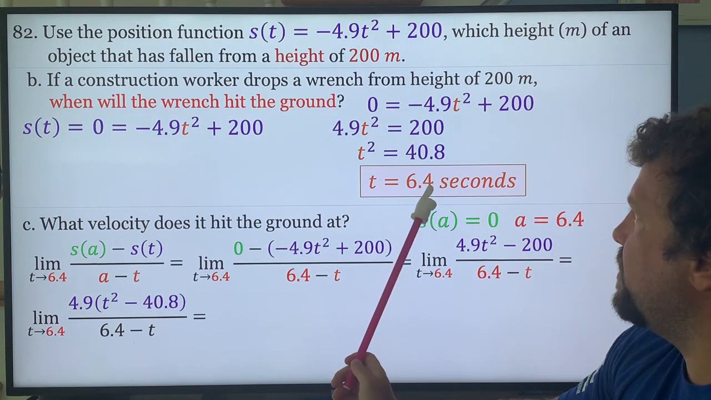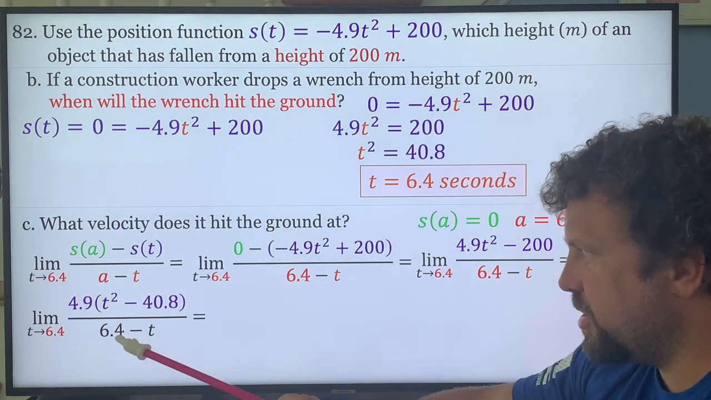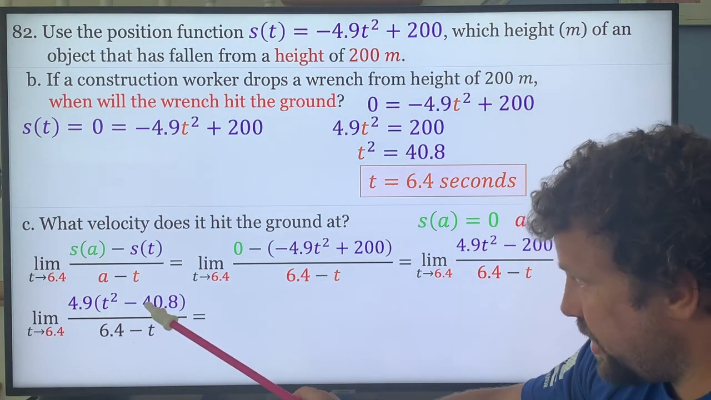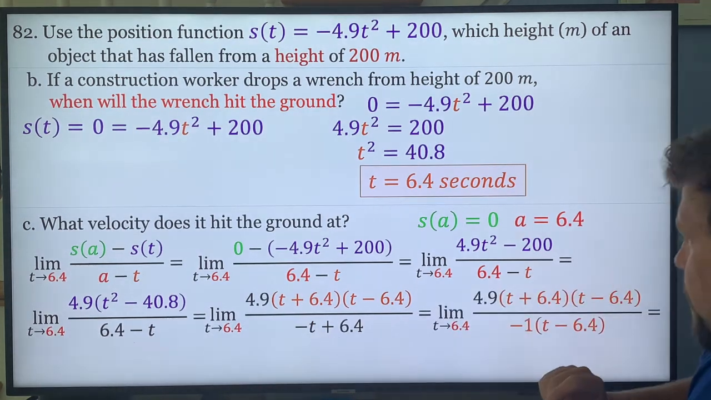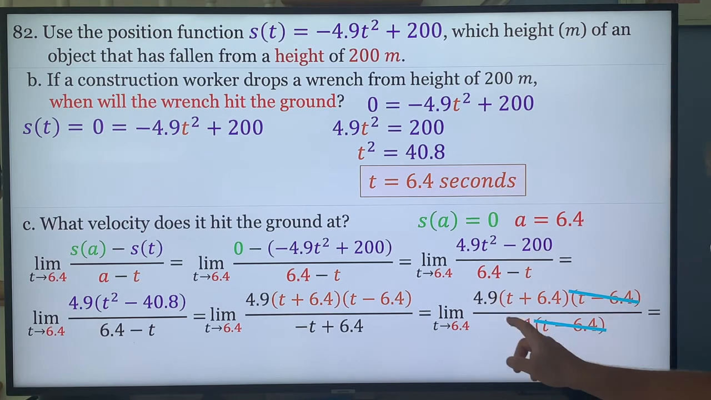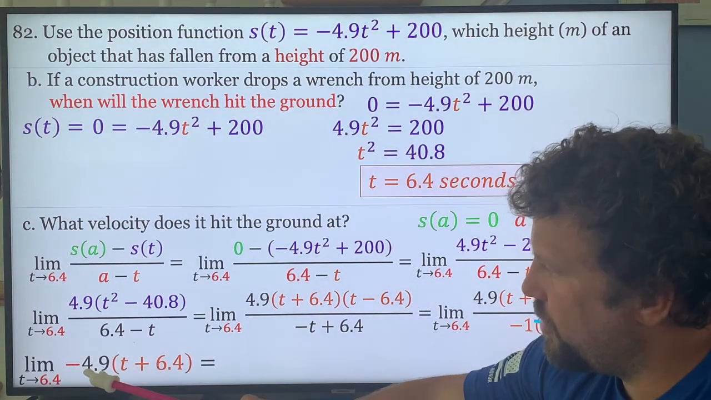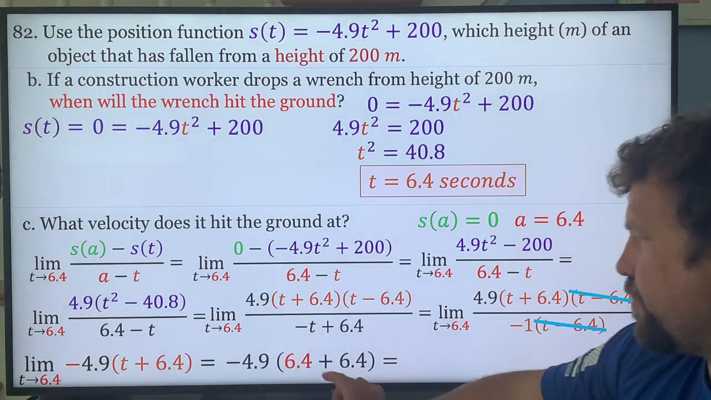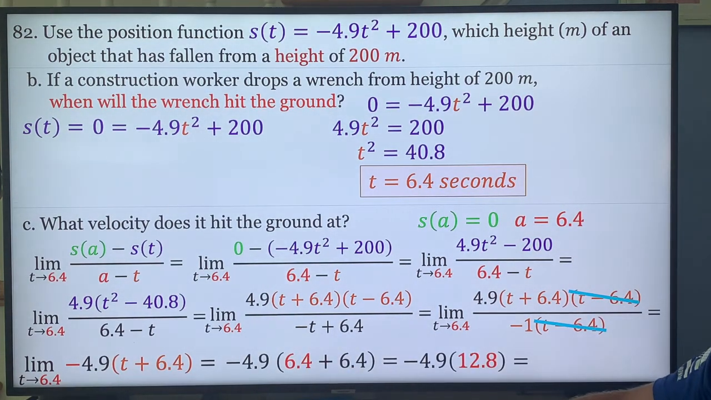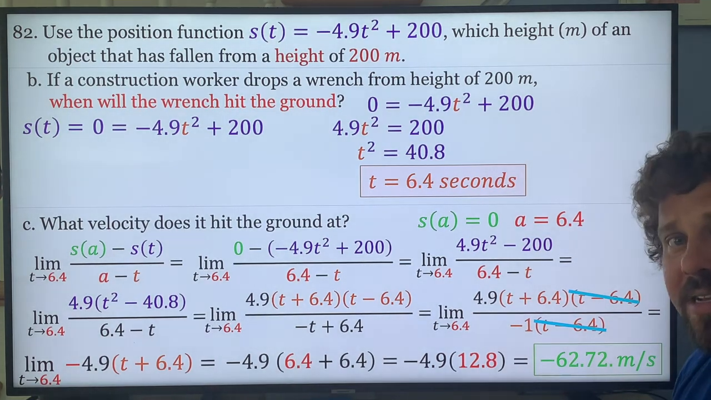Square root of 40.8 is 6.4, which matches here, which is good. So we're going to plus or minus 6.4, and rearrange them. We're going to pull out the negative 1 right here and cancel out the t minus 6.4s. 4.9 divided by negative 1 is negative 4.9. 6.4 plus 6.4, we plug that in, times 12.8. Still follow me? And you get negative 62.72 meters per second. So that's how fast it's going when it hits the ground. Not nearly as fast as the other one.